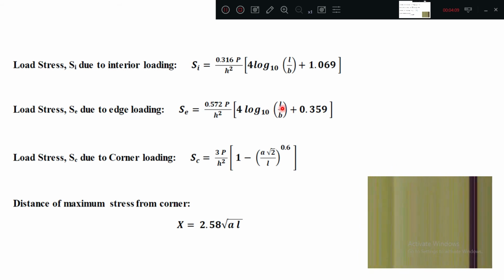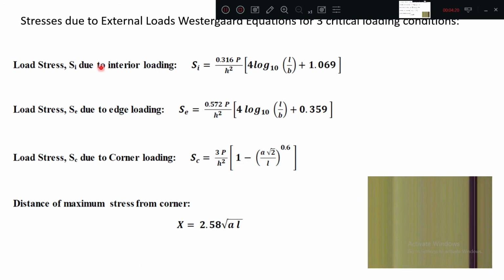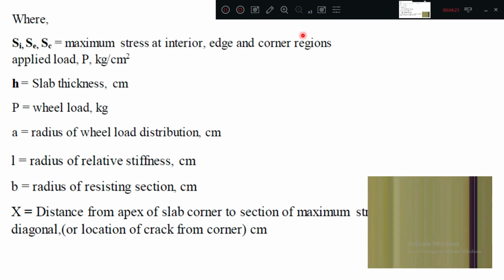Try to remember L, we have seen, radius of relative stiffness. H is thickness of slab. P is wheel load. Okay, log is log, same thing. We will see what are A and B. Okay, these are the wheel load equations, stresses. So SI, SE, SC are stresses, interior, edge, corner, it is okay. H is slab, P is wheel load, A is what? Radius of wheel load distribution, that we have seen. A is equal to square root of capital P divided by pi into small p, that formula. L is radius of relative stiffness. B is what? Radius of resisting section. We will see what is there.